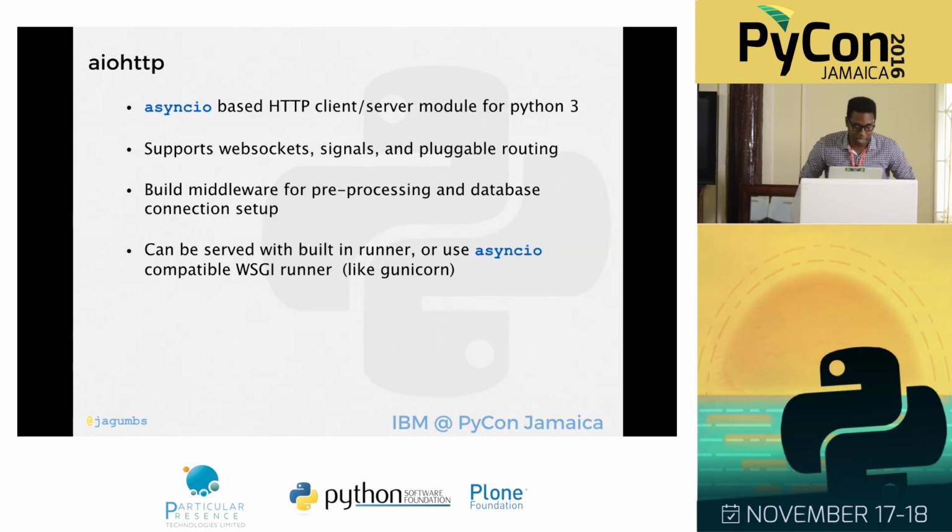I can go through this really quickly. AIOHTTP is built on top of Async IO. It's a great HTTP client server module. I like Flask, I like Django. I like this a lot more. It's very high level. It supports WebSocket signals and pluggable routing, just like a lot of the other ones do. You can build middleware for pre-processing and database connection setup, so you can actually pass your database through. I think some of the other ones do this as well. And you can either use the built-in runner, which is pretty good, or you can use Async IO compatible runners like GUnicorn and things like that.